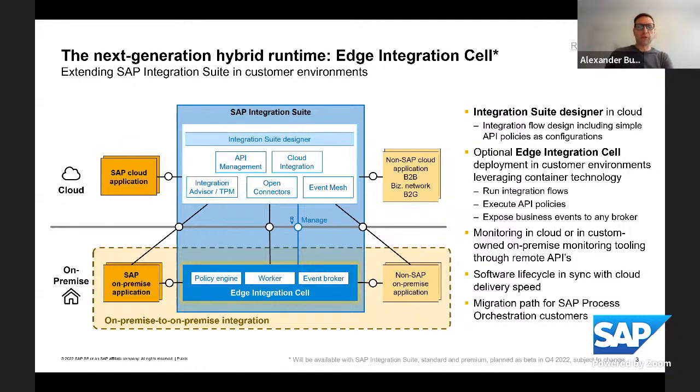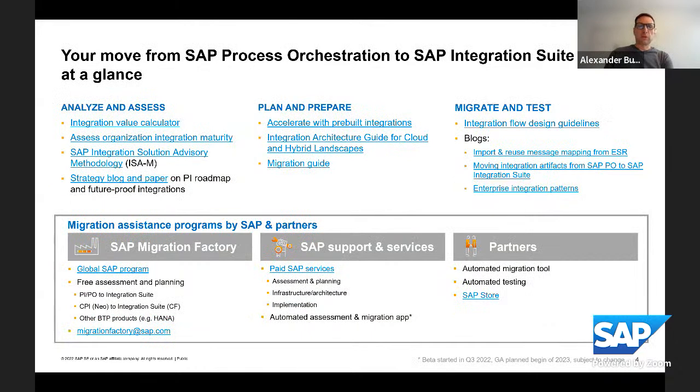Once we have this edge integration cell in place, which is in beta right now, I come to this in a minute, then we will also have a migration path from process orchestration to the integration suite. So what do we actually support right now when it comes to the move from process orchestration to SAP Integration Suite? And you see this at a glance.